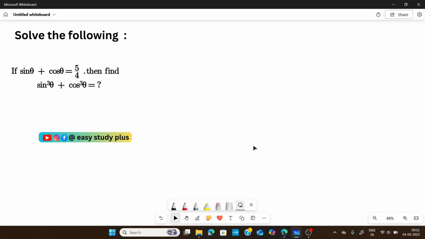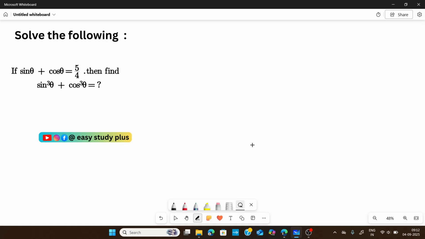Hello everyone. In this video, we are going to solve this question. Given that sine theta plus cos theta is equal to 5 by 4, find sine raised to the power 3 theta plus cos raised to the power 3 theta. So it is asking us to find the sum of cubes of sine and cos.